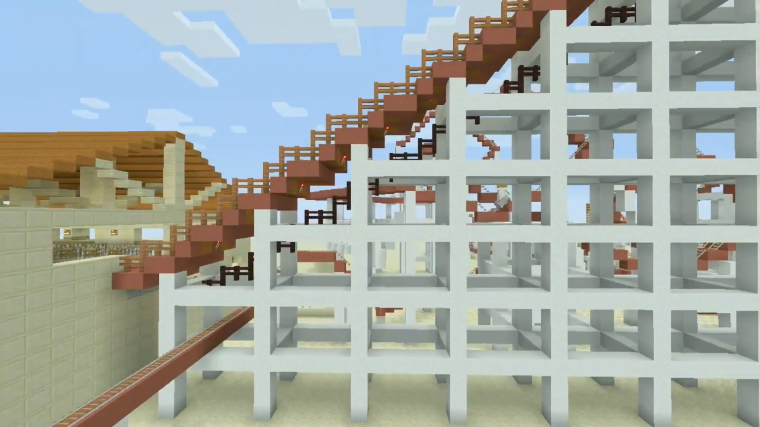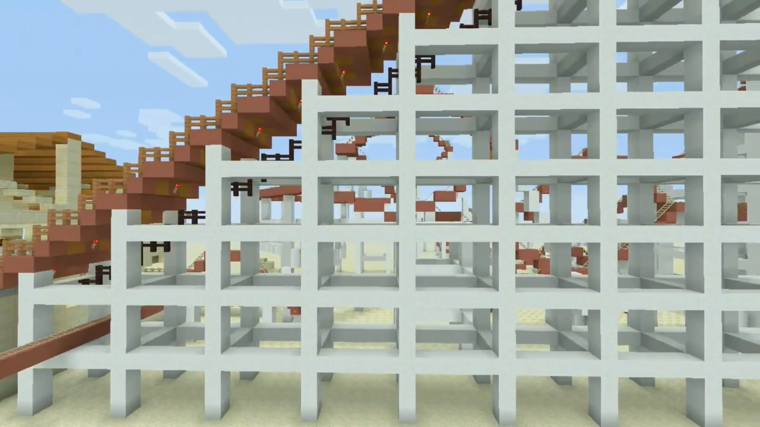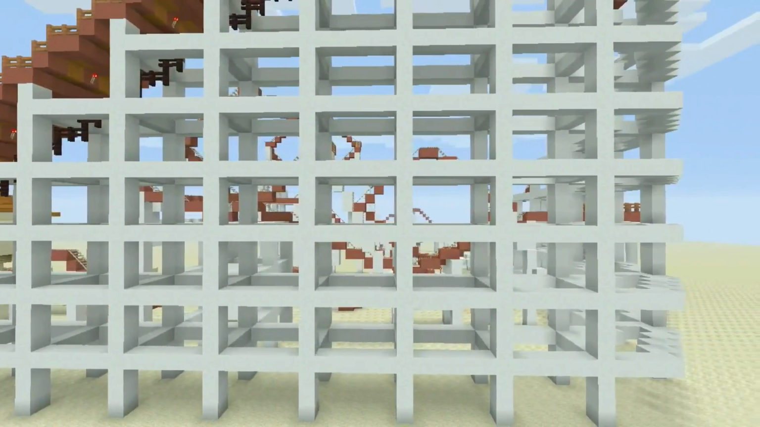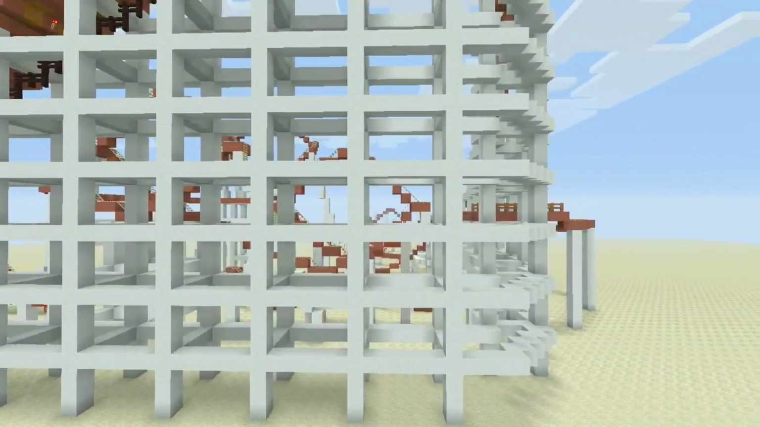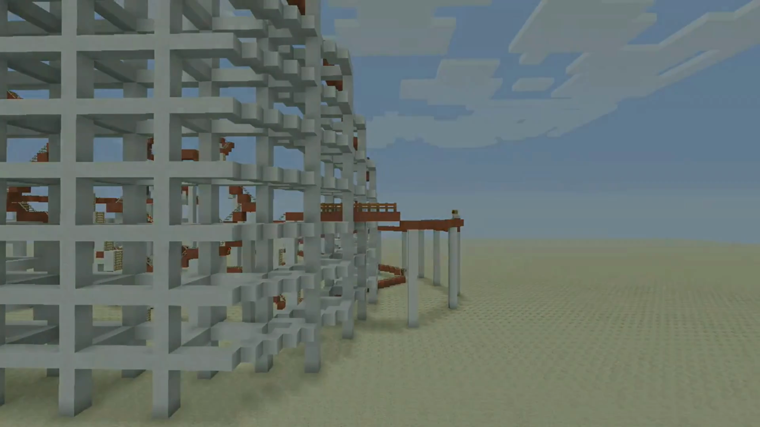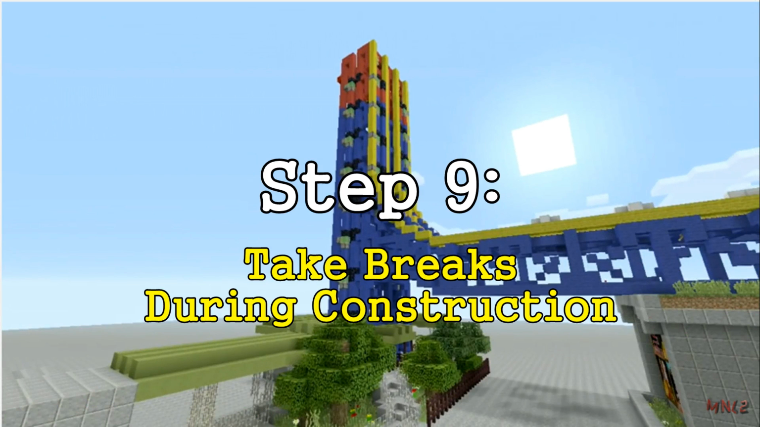If you let it be, then this can cause other parts of the coaster to be built out of proportion, causing an entirely defective ride that would just look bad. Then, you'd have to decide whether to reconstruct almost the whole coaster or let it be and deal with an error-filled recreation. Step 9. Take breaks during construction.